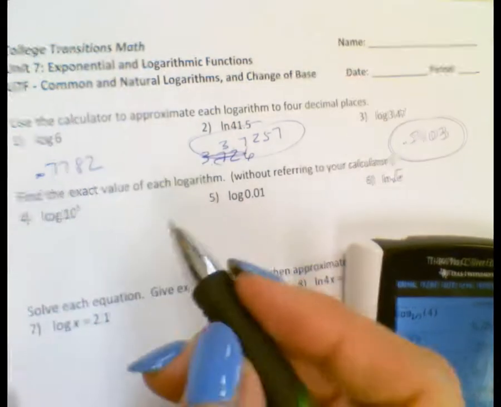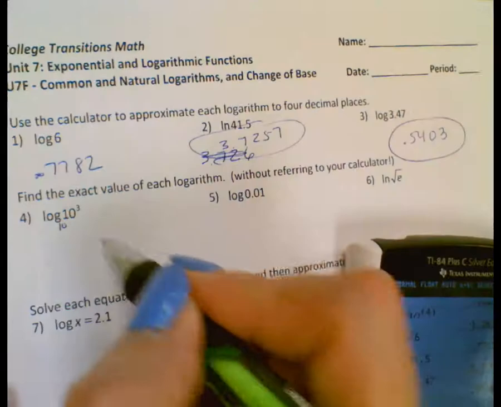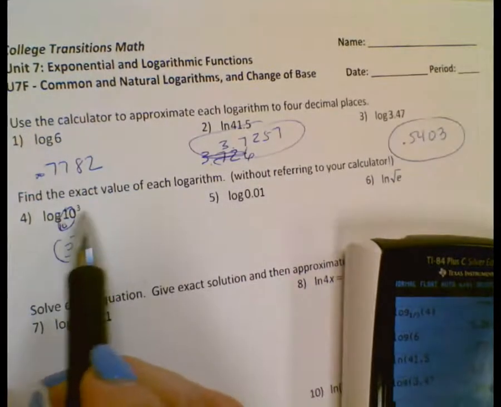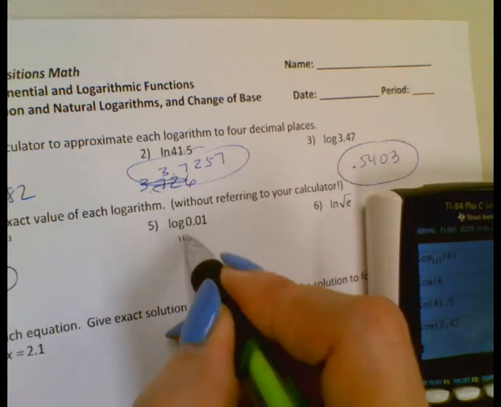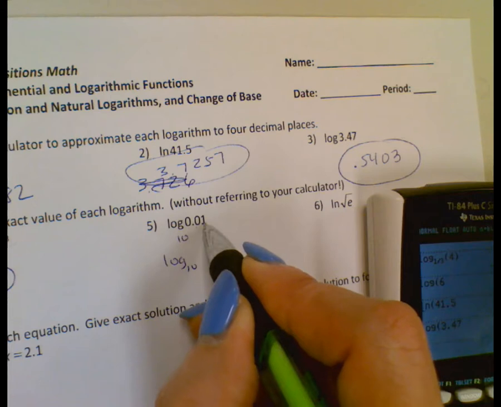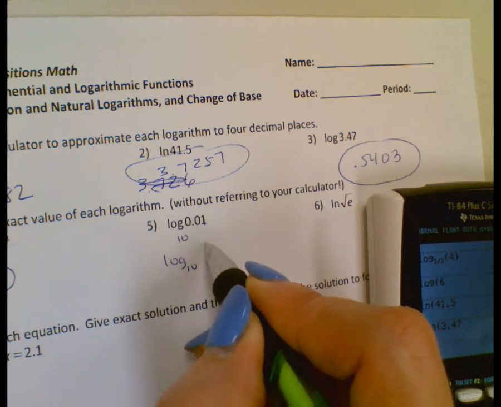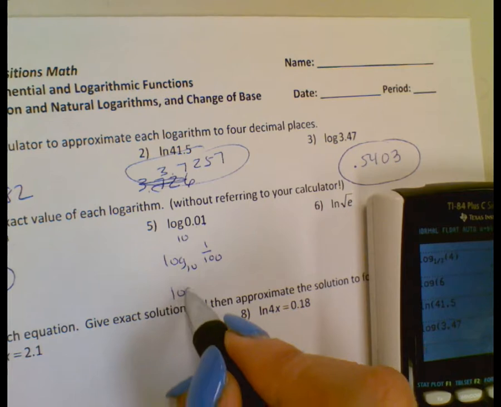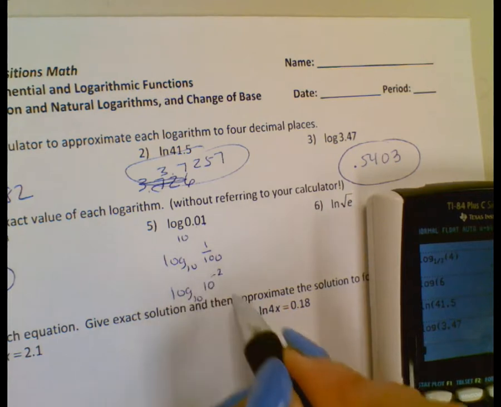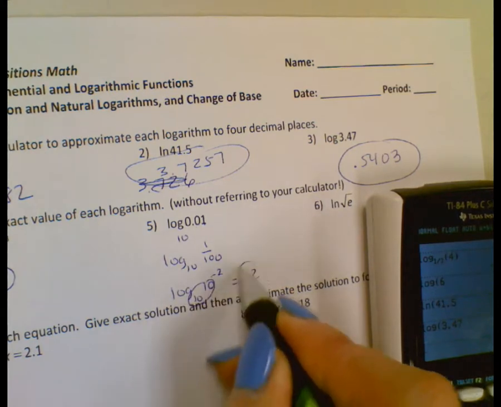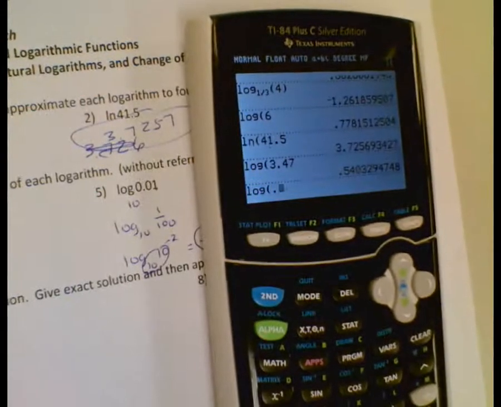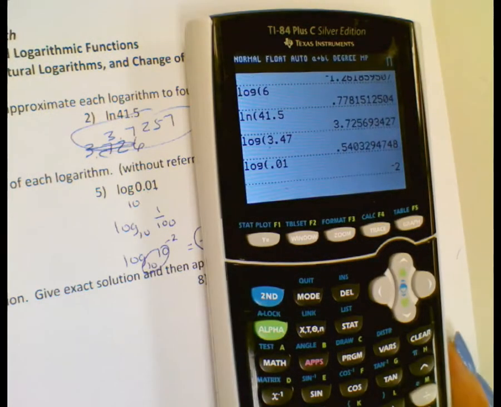Find the exact value of each logarithm. So without referring to your calculator, what this means is that there's a base 10. These are going to cancel, and your answer is 3. Feel free to punch that in the calculator. You will get 3. This one is a tricky one. So if this is base 10, 0.01 is 1/100ths. So this is how you write it as a fraction, 1/100, which is 10 to the negative second. So your answer is -2. This one might be an easier one to punch in your calculator though. Log 0.01 is -2.